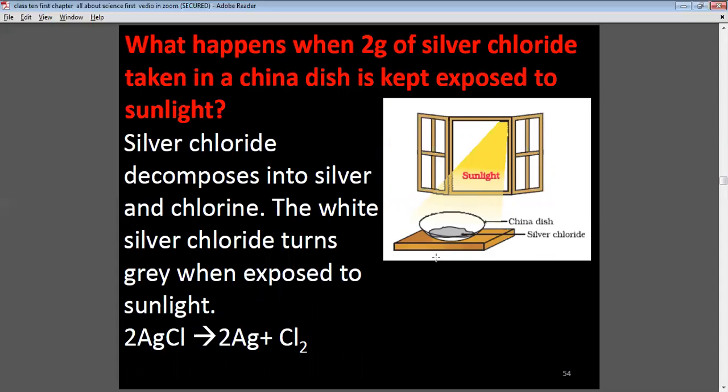What happens when 2 grams of silver chloride taken in a china dish is kept exposed to sunlight? Silver chloride decomposes into silver and chlorine. The white silver chloride turns gray when exposed to sunlight. 2 molecules of AgCl release 2 molecules of silver and a chlorine molecule.